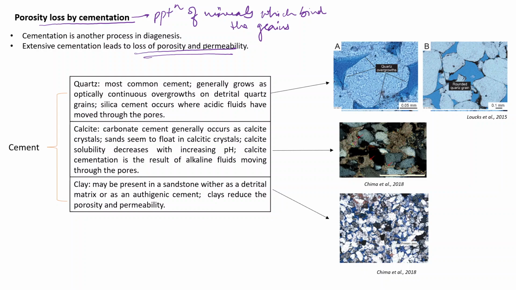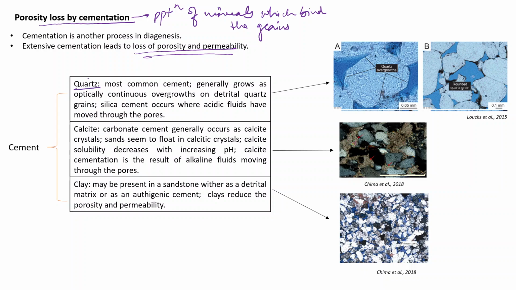You can understand why: once the sand grains are there and they have porosity or pore spaces, or voids, in between them, if the cement starts to get precipitated extensively, it will just fill in those pore spaces itself, and thus it will reduce porosity and permeability. Normally, three types of cements are talked about. The first one is quartz, which is the most common cement, silica.